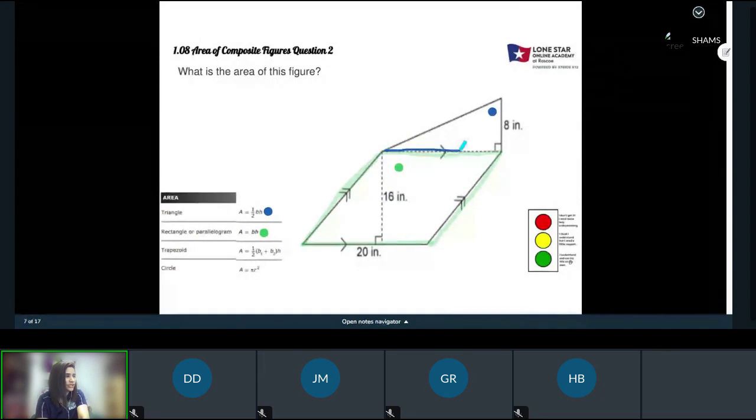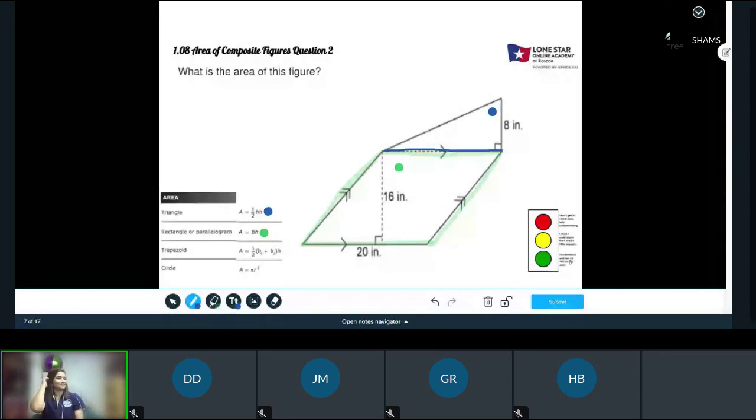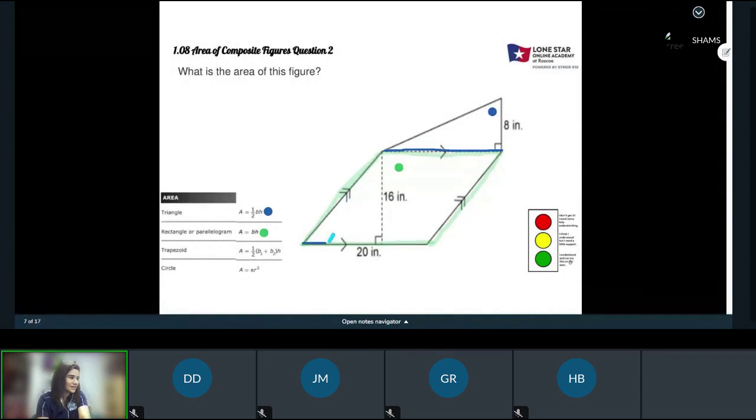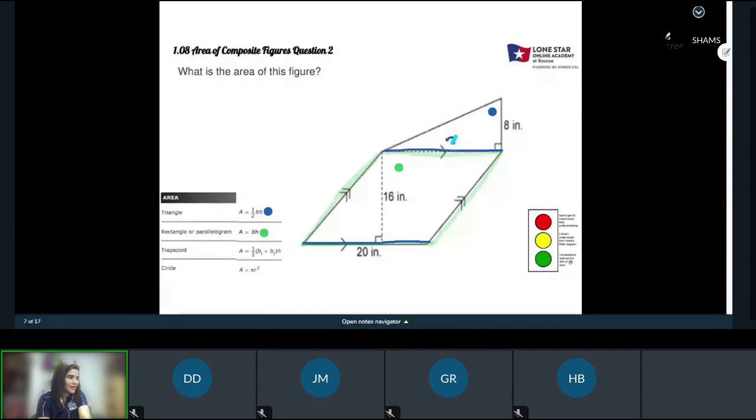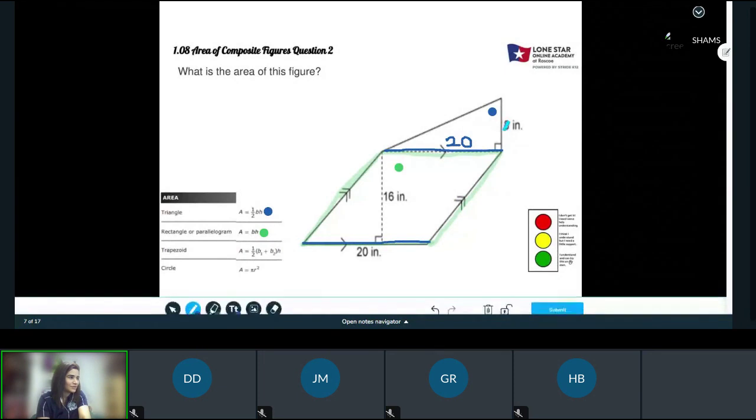Do I have enough information to conclude how much is the base of the triangle? Do I have enough? Very good, Jennifer. The blue base of the triangle is supposed to be the same length as this base, and it will be 20. So therefore, this should be 20. Height of the triangle is 8. Over here, right? Height of the triangle is 8.